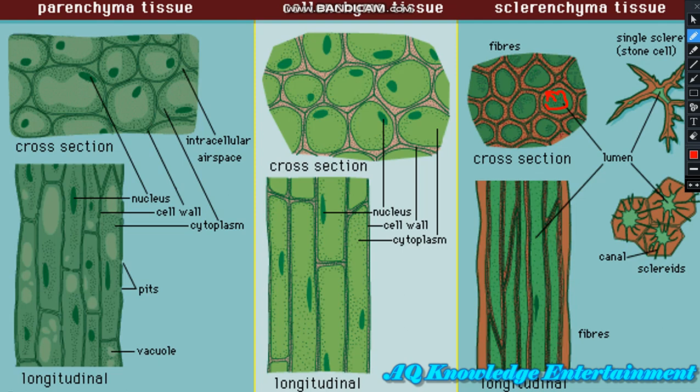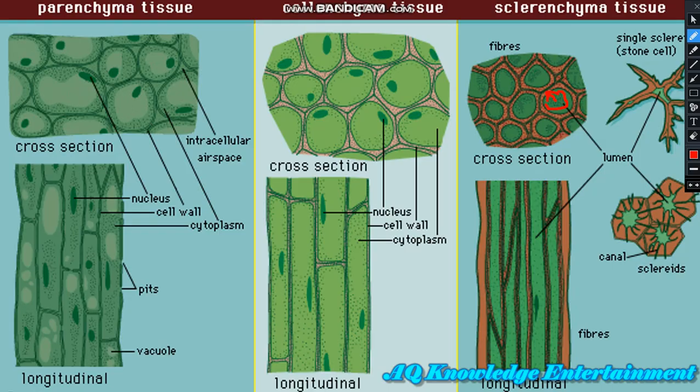Now this tissue is present in the stem, around vascular bundles, in the veins of the leaves, and in the hard covering of the seeds and nuts. Again, you have seen the seeds and the nuts, they are also hard, right? That is because of the sclerenchyma tissue. It provides strength to the plant parts.